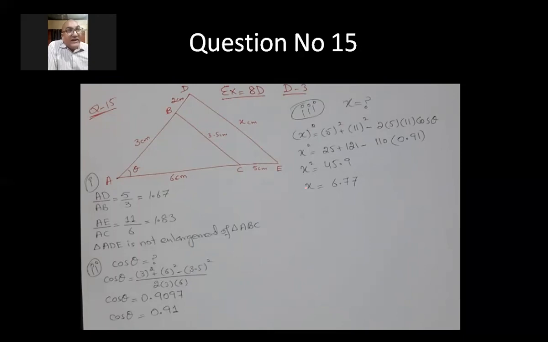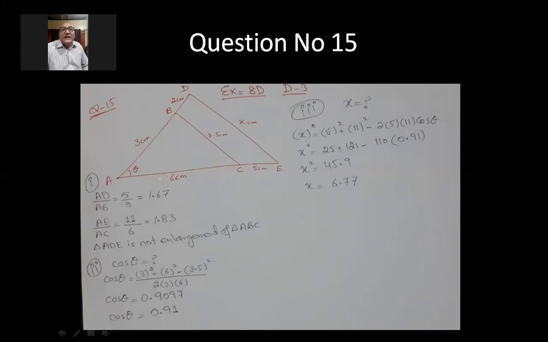The figure shows 2 triangles ABC and ADE. Determine if the ADE is an enlargement of the triangle ABC. So if the triangle ADE is the enlargement of the triangle ABC, then the ratio between their corresponding sides will be same. So you see the big triangle, this side is AD, its ratio with the AB I will check. So the AD side is 5 centimeter and the AB side is 3 centimeter. So the ratio is 1.67.